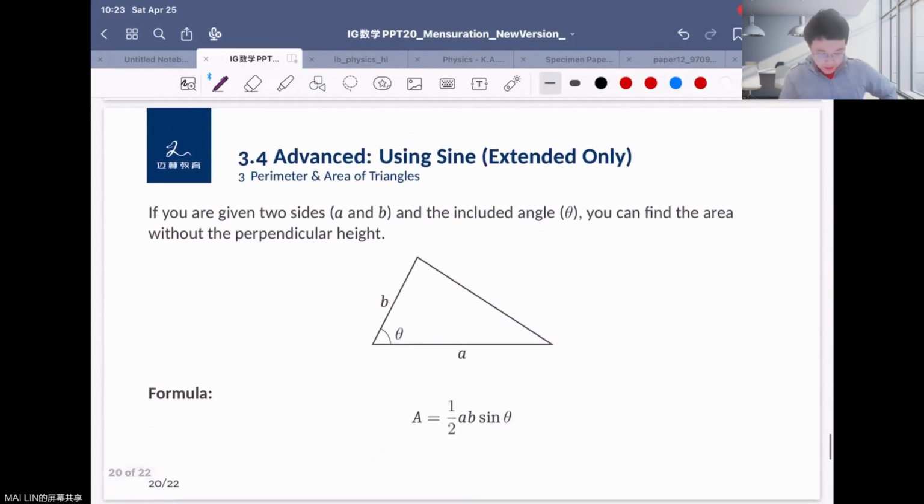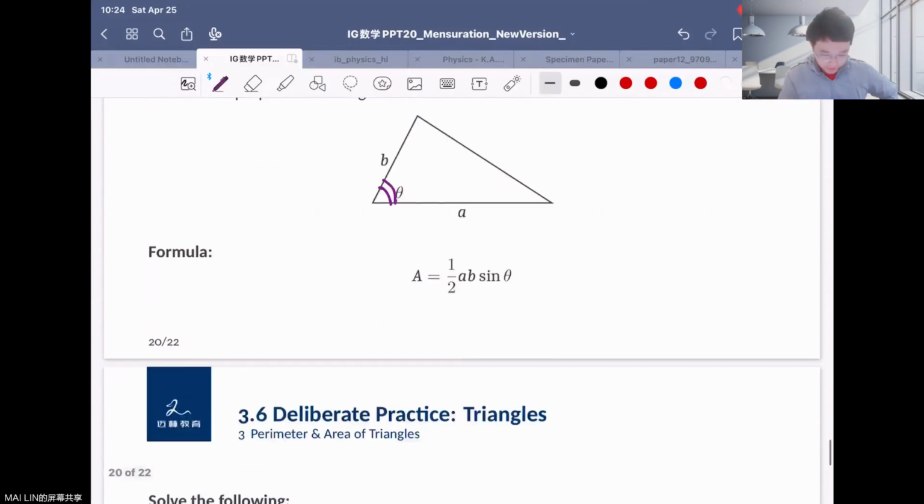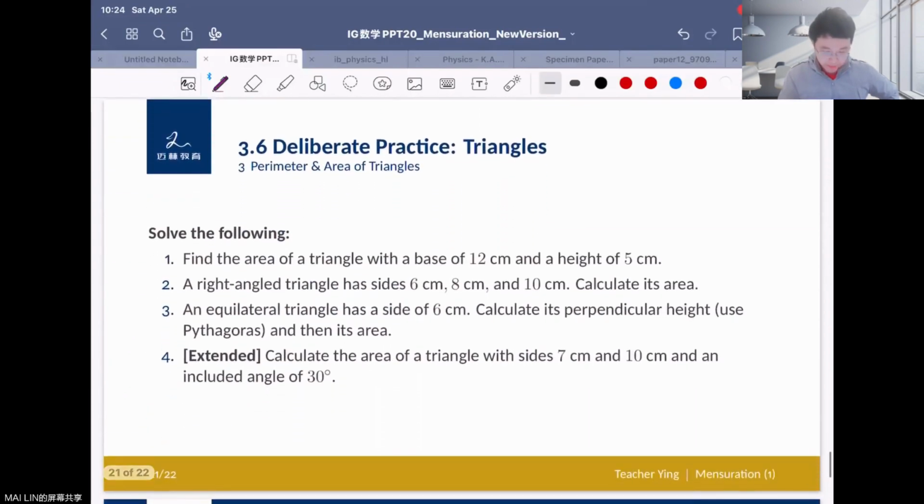And then we can use the sine function to represent it, okay? So here we have a and b. Don't worry about this, we haven't learned about the sine function, but now I just introduce it for you. Here the area equals a half times a times b, the two sides, times the angle theta. So that is area equals a half times ab times sine theta, okay?